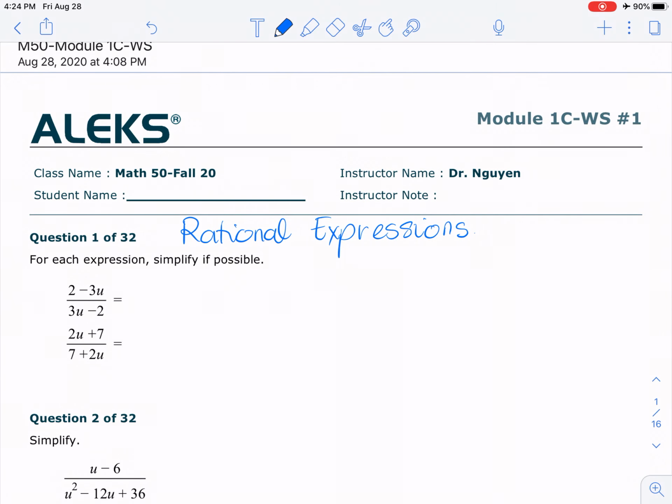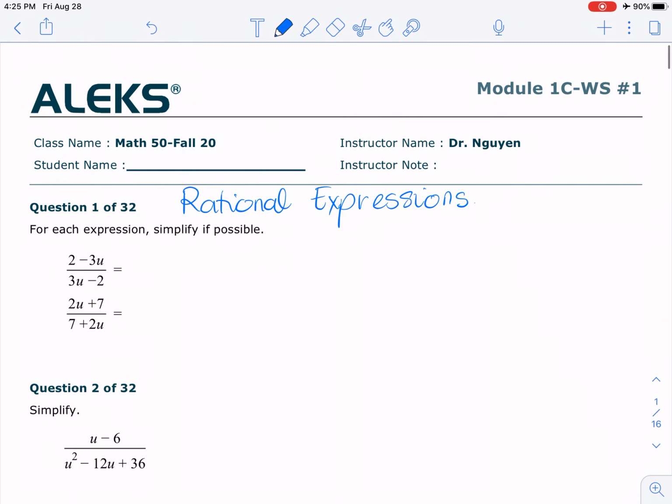Hi class, for this module we want to talk about the rational expression. So when it comes to rational expression, the first thing you want to do is factor completely.